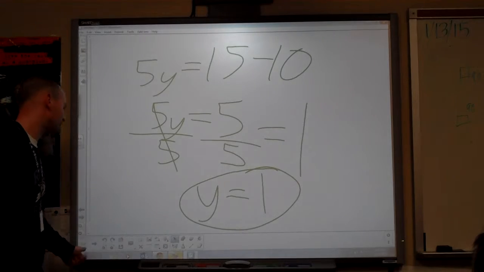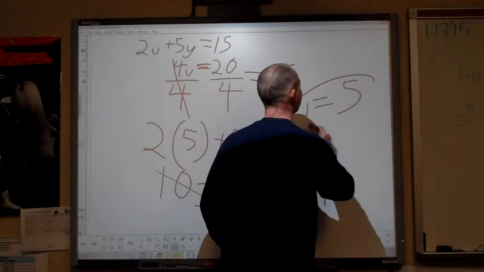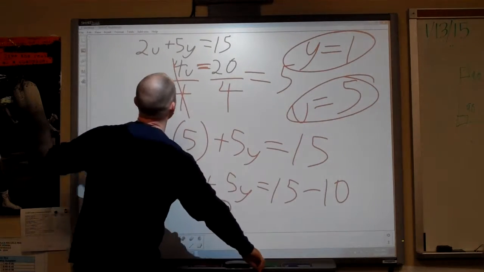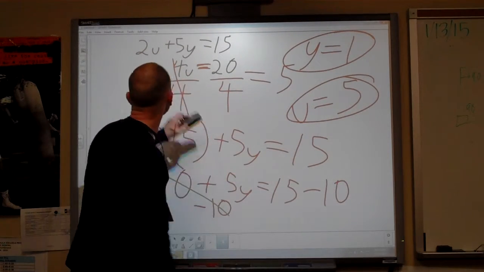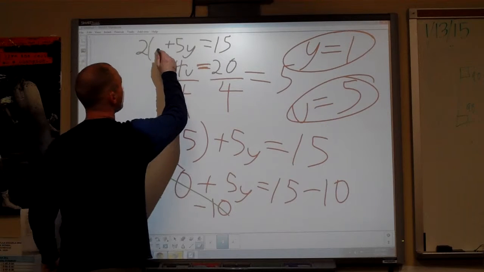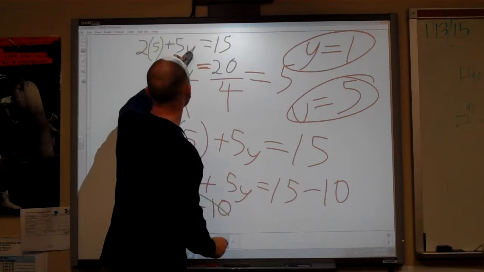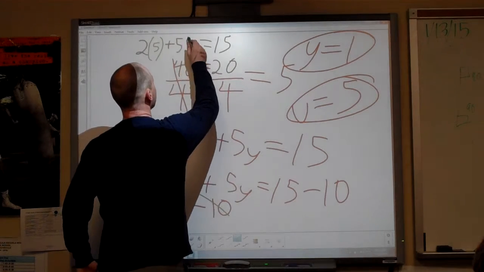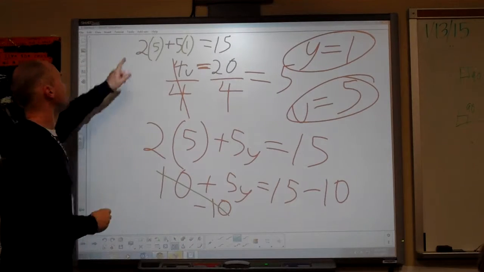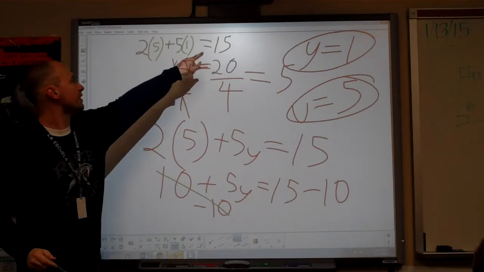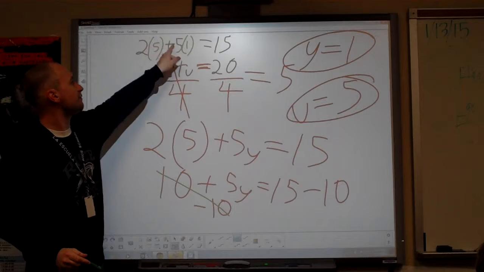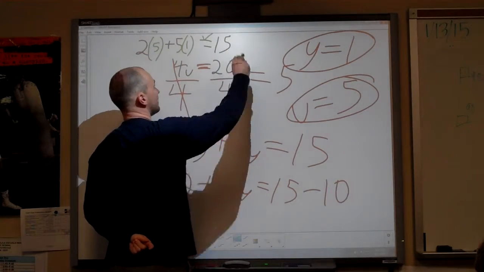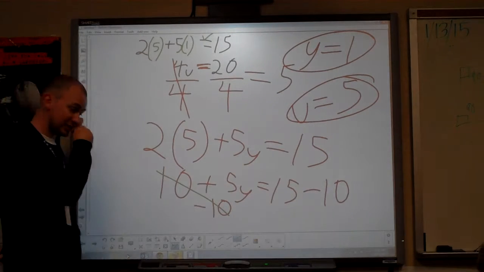Now I'm going to go back to my original problem and I'm going to check it and make sure this works. So I've got u equals 5, y equals 1. So I'm going to go back and I'm going to substitute. Instead of a u, I'm going to substitute what u equals. U equals 5 in this case. And instead of y, I'm going to substitute what y equals. Y equals 1. Now I'm going to make sure this works. 2 times 5 plus 5 times 1 equals 15. Well, 2 times 5 is 10. 10 plus 5 times 1 is 5. 10 plus 5 does equal 15. Check. It works. Questions on number 4.